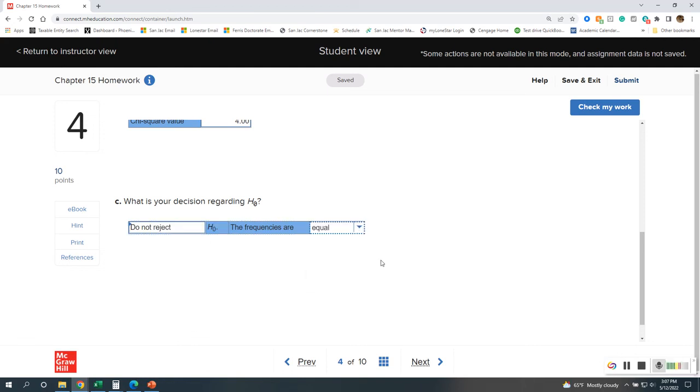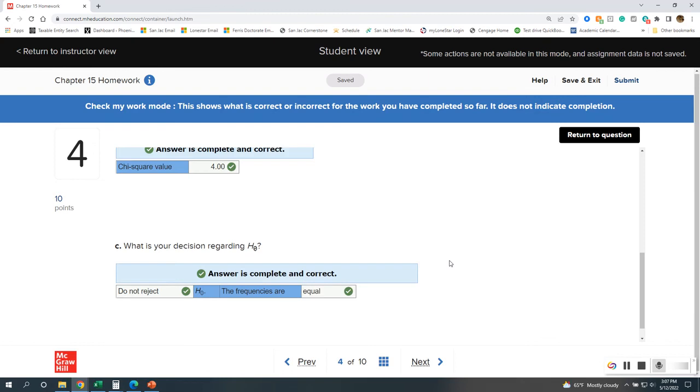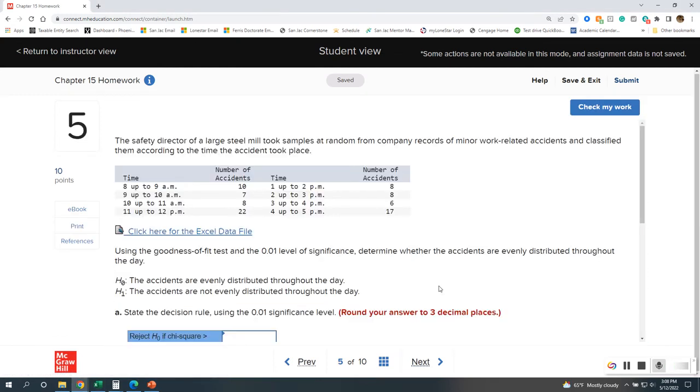And the frequencies are equal, because they really did come out all equal. That's cool. And that's the first time we've ever had that happen in a lecture or in this. And this is the first time we saw that question. All right.